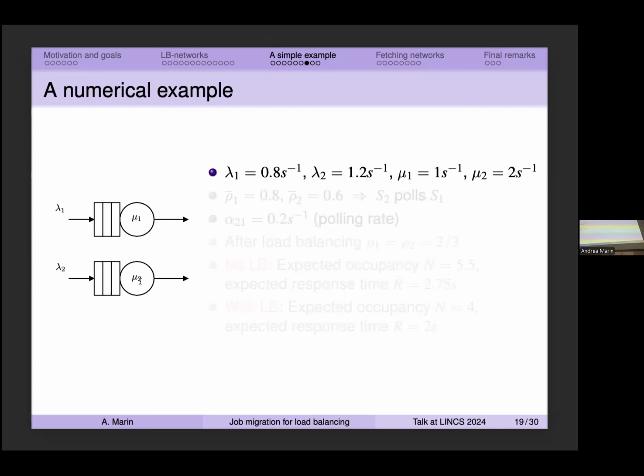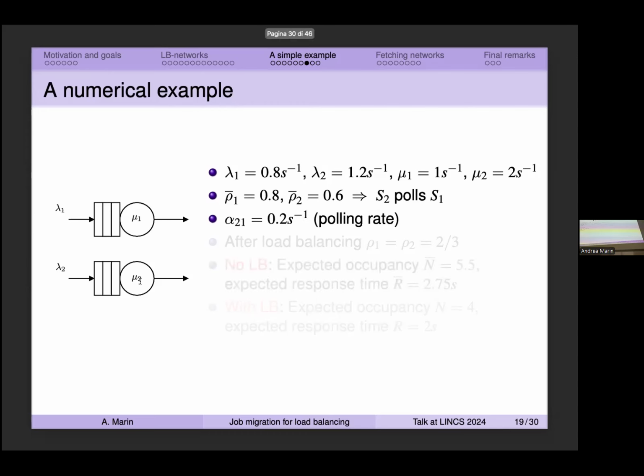So, numerical example. Stay with this system, it's very simple. Suppose that lambda 1 is equal to 0.8, lambda 2 is equal to 1.2. Here we have mu1 equal 1, mu2 equal 2. Okay? So basically, this station here, station number 1, is more loaded than station number 2. So the load factor without load balancing gives you this. So it means that station number 2 must poll station number 1, must ask some jobs to station number 1 to balance the two.